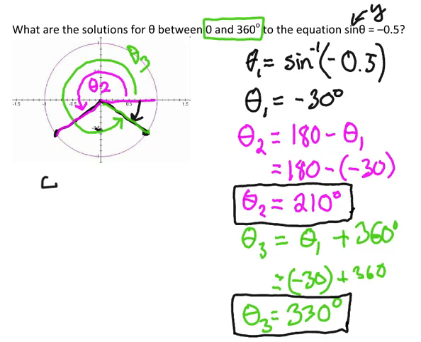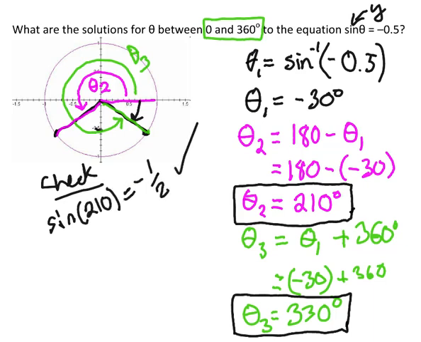It's always a good idea to check. So make sure you check that sine of 210 is indeed negative 1/2, and it is, and check that sine of 330 is indeed negative 0.5 or negative 1/2, and it is as well.